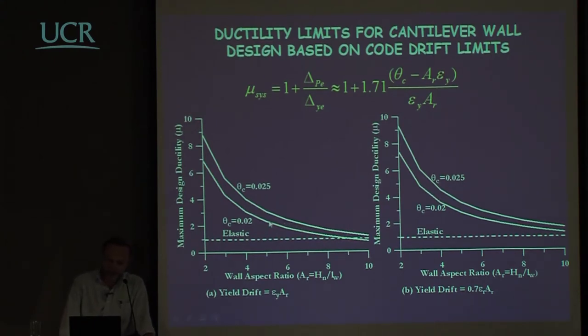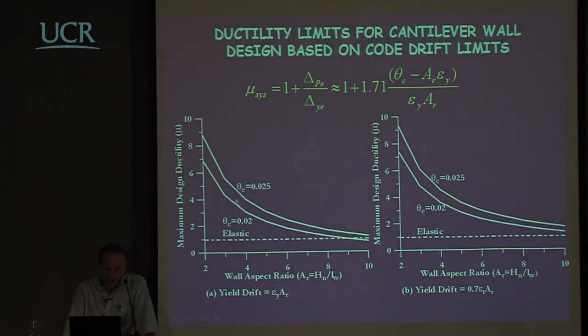But you can use more and more ductility when you go towards the squatter wall. Squatter walls here is 2. 2 is a very squat wall, and here is 3 and 4 and so on. So this is the aspect ratio in the horizontal axis. And these two lines are obtained using 0.02 as the acceptable rotation.